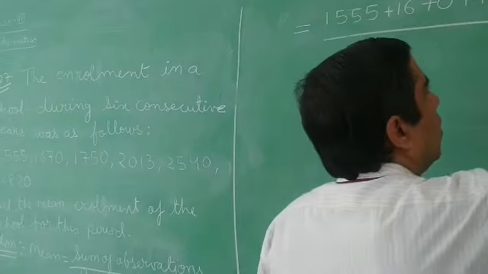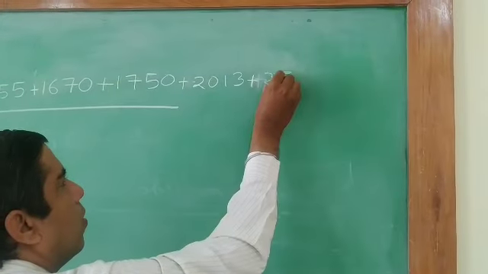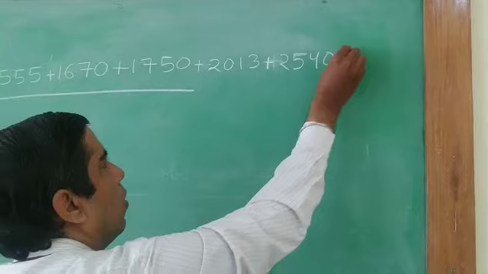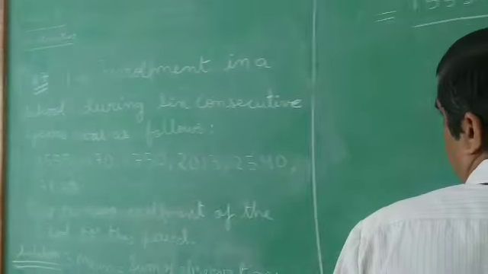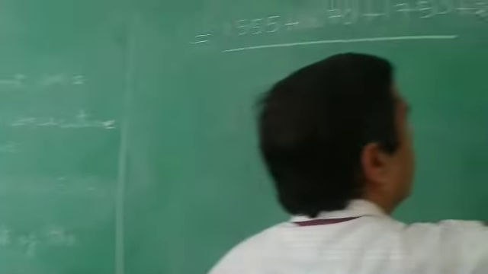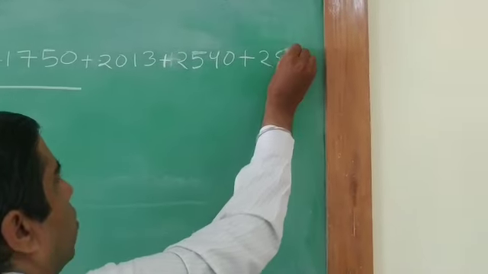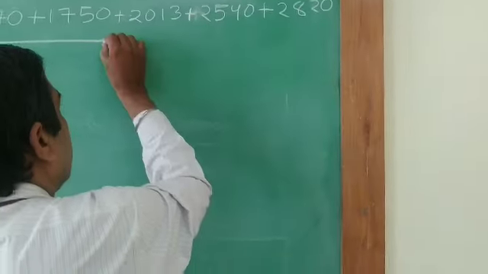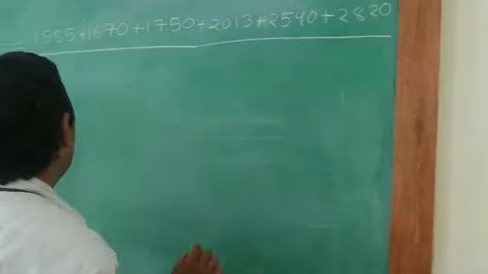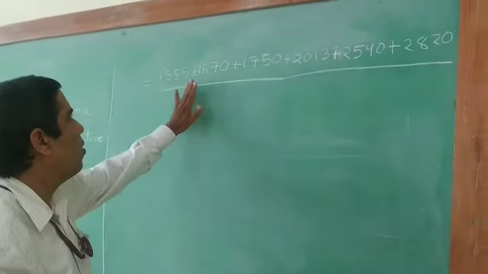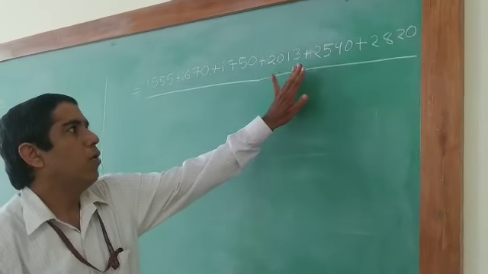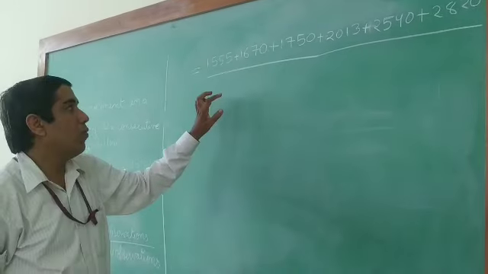2540. It is 2540. And the plus here, 2820. You can count how many are there. 6 will be there: 1, 2, 3, 4, 5, 6. Just see again once.